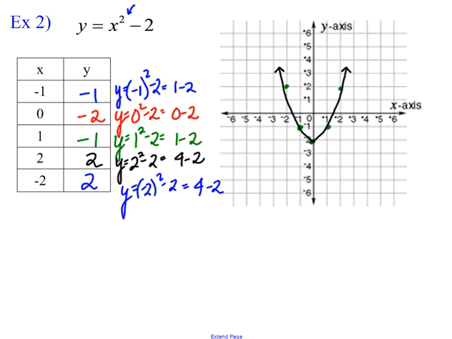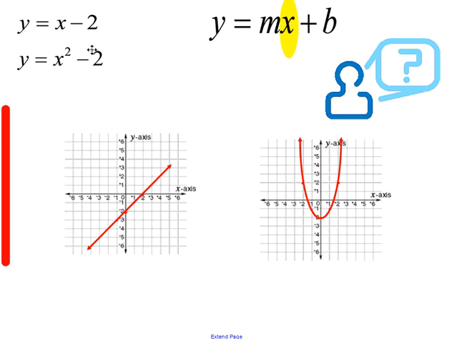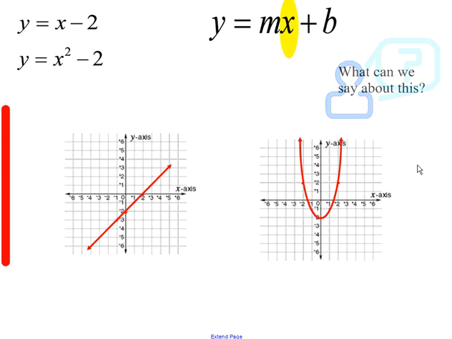Now we're going to walk ourselves through here a little bit and compare some things. I'm going to put these side by side so we can talk about the two equations we just graphed, y equals x minus 2 and y equals x squared minus 2, and see if we can pull it together and say what the differences are, while also keeping in mind this format of y equals mx plus b, which we've been talking about for so long, and why this format is still relevant.